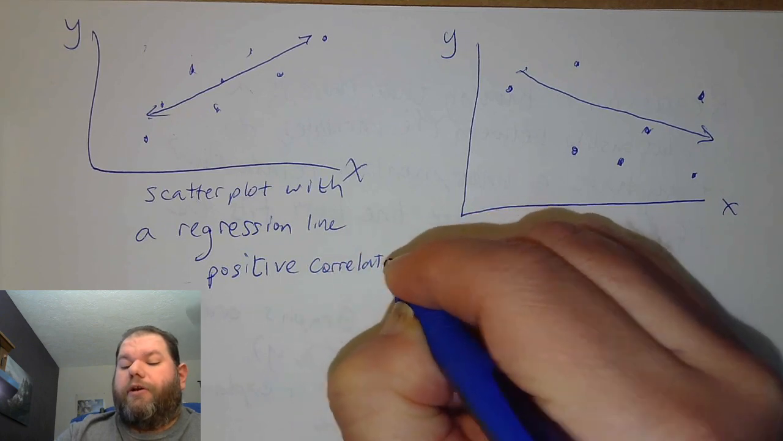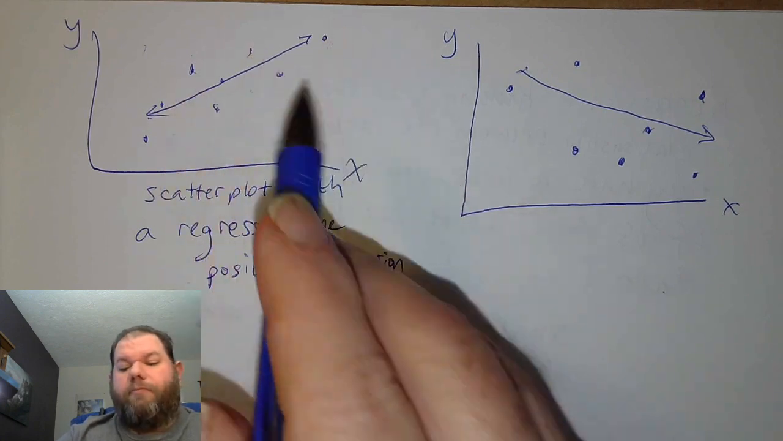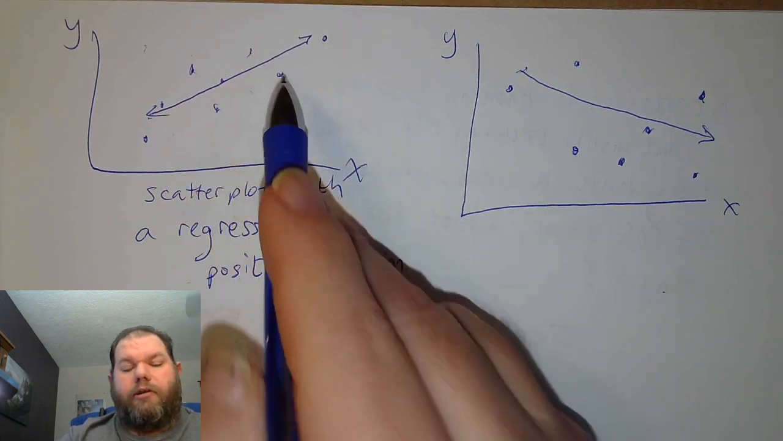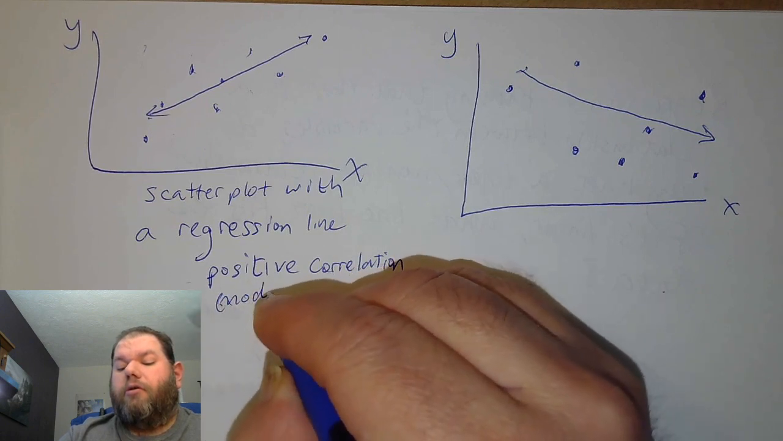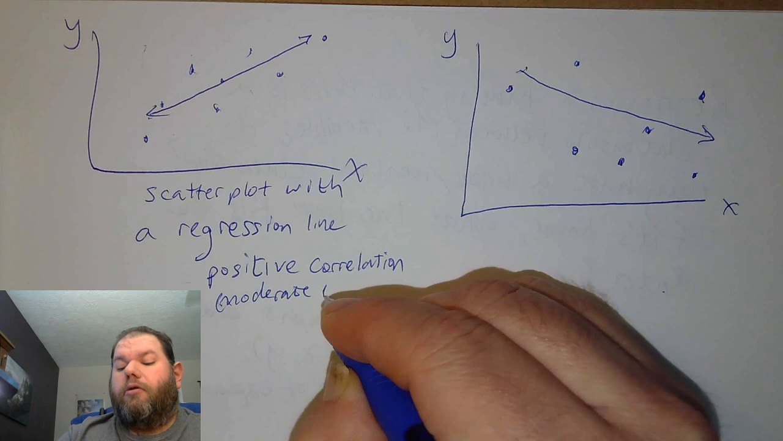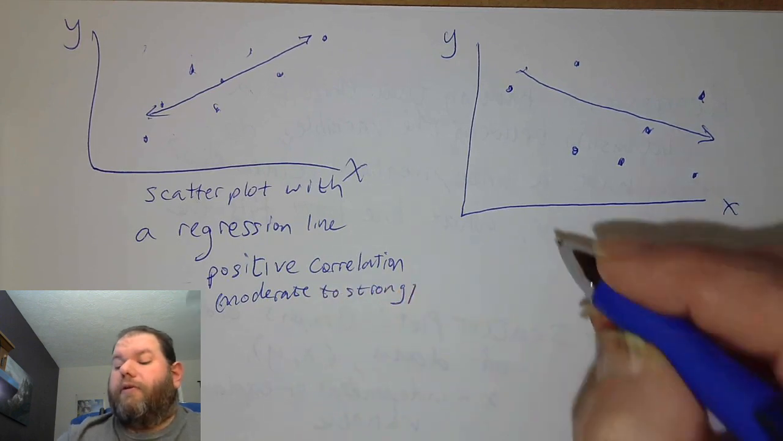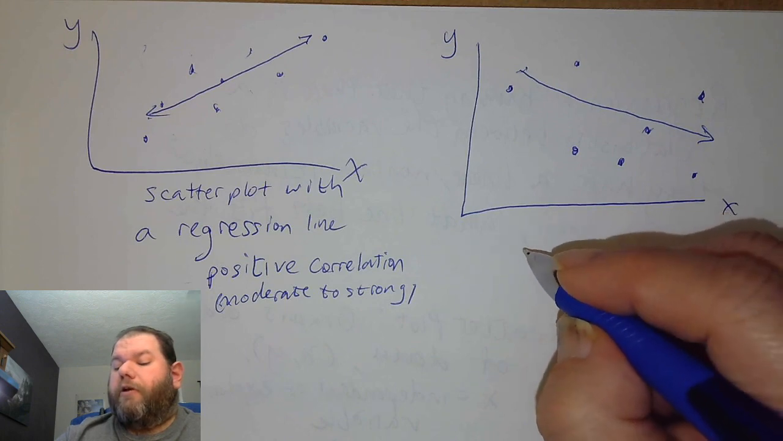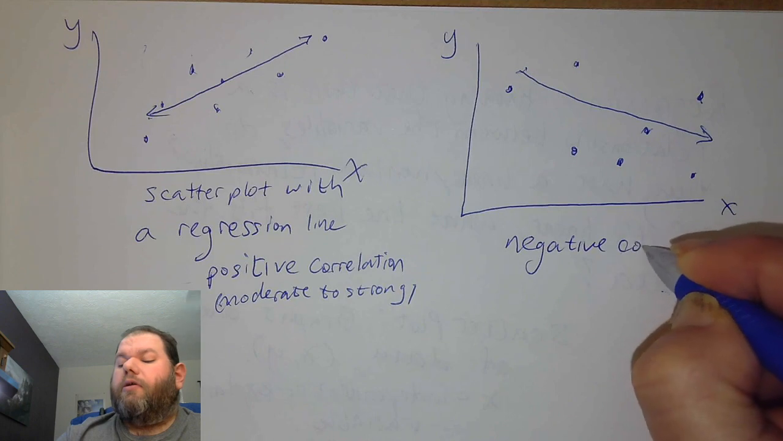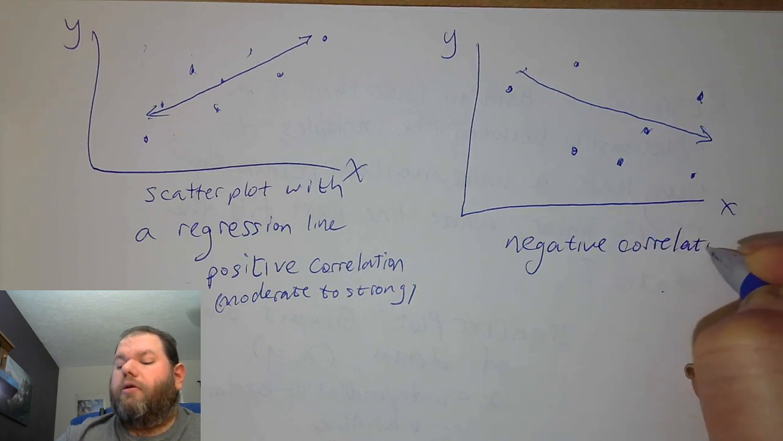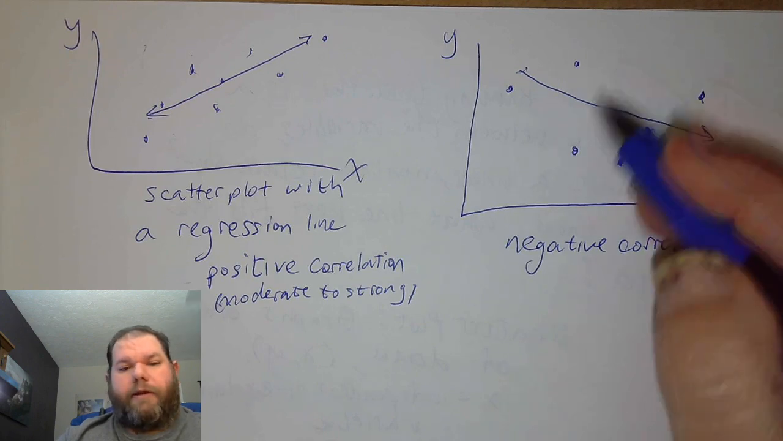So this one, just looking at it, I would say moderate to strong correlation based on how close the points are to the line. And in this case, we have a negative correlation. And I would say it's weaker because the points are farther from that line.